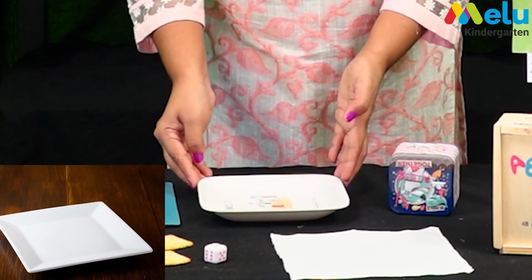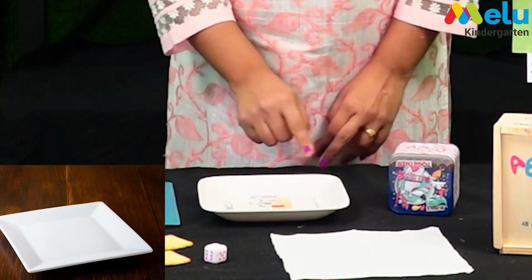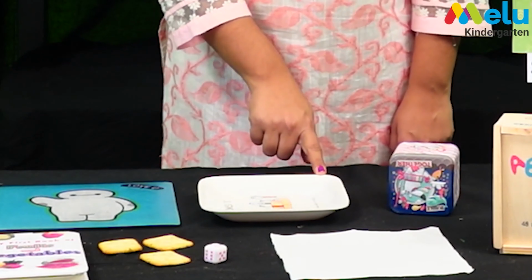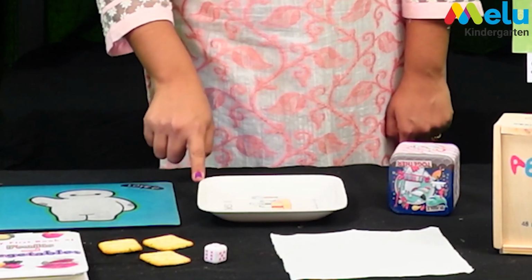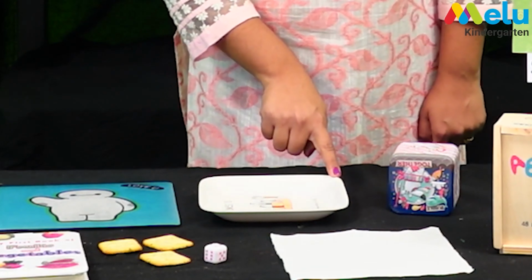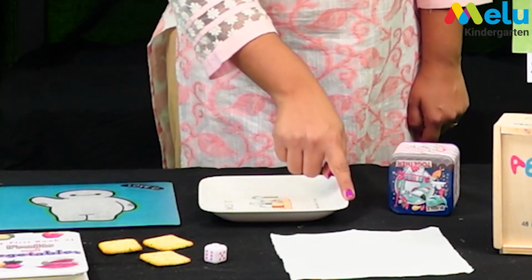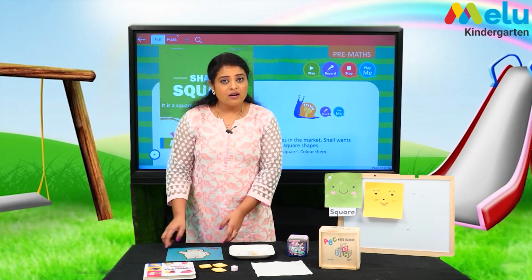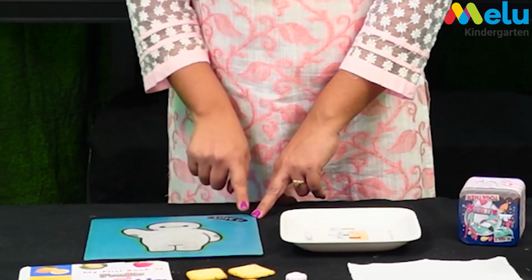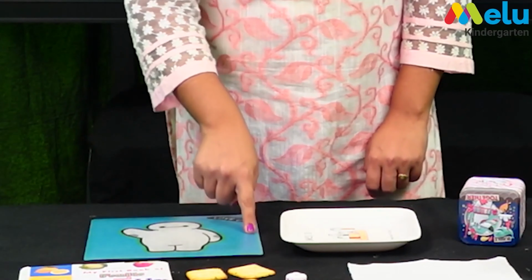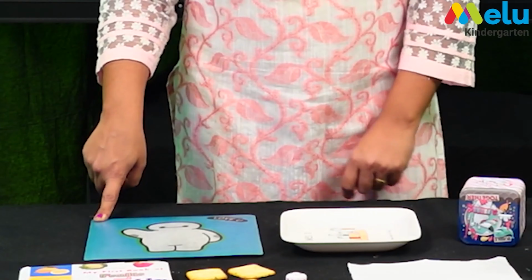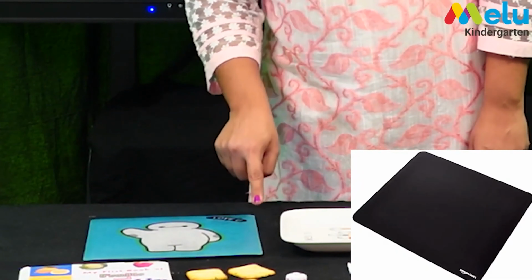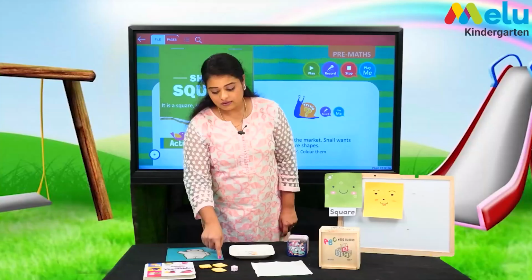Children, here I have a plate. Yes, children, and it is in the shape of a square because it has got 4 sides and all are equal. And here I have a mouse pad, and this is also in the shape of a square. It has got 4 sides and 4 corners.